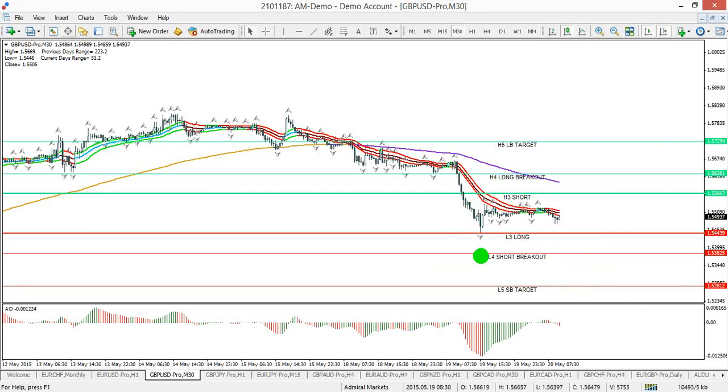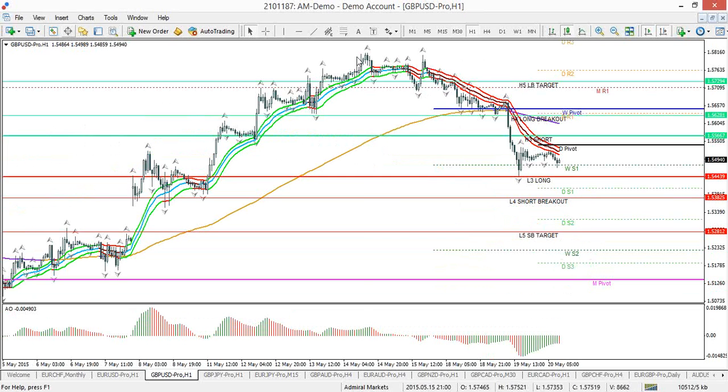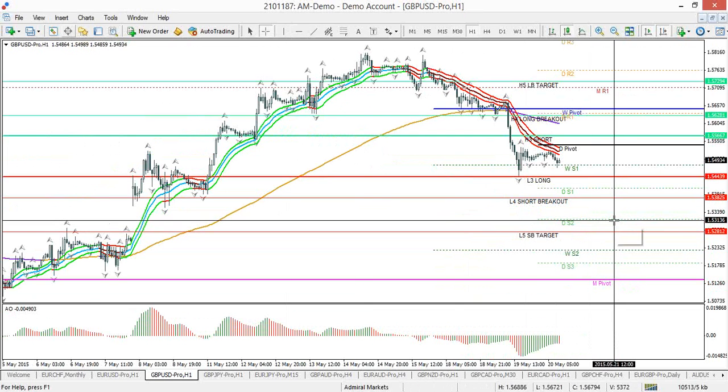I would say the potential entry from an intraday perspective is below this L3, below 154.44, with a target. Let's take a look, with a target at probably the daily S2 pivot around 153.